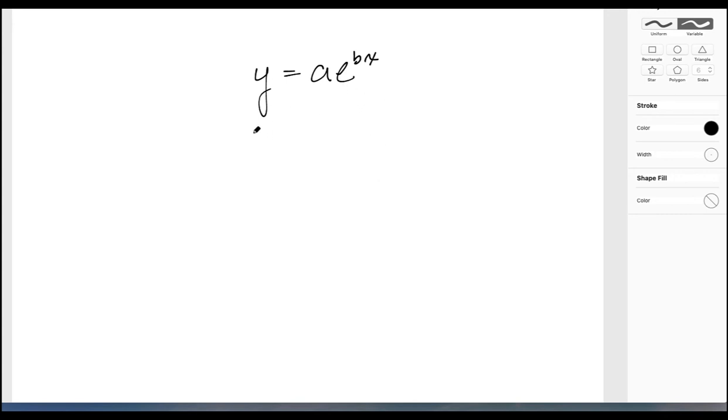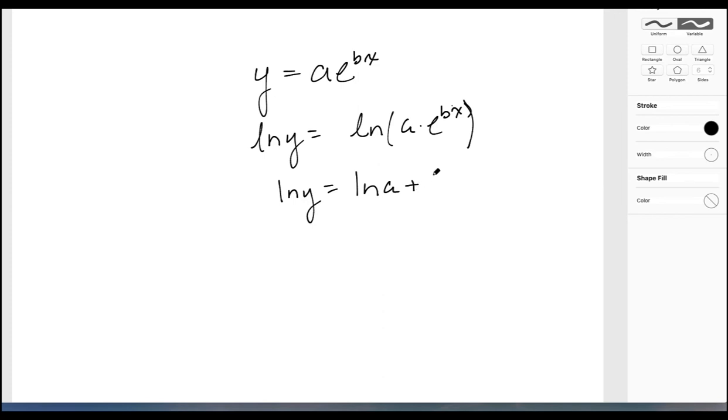We can take the natural log of both sides. So the natural log of y would be equal to the natural log of this product of a times e to the bx. Given our log laws, we know that we can rewrite this as the natural log of a plus the natural log of e to the bx.